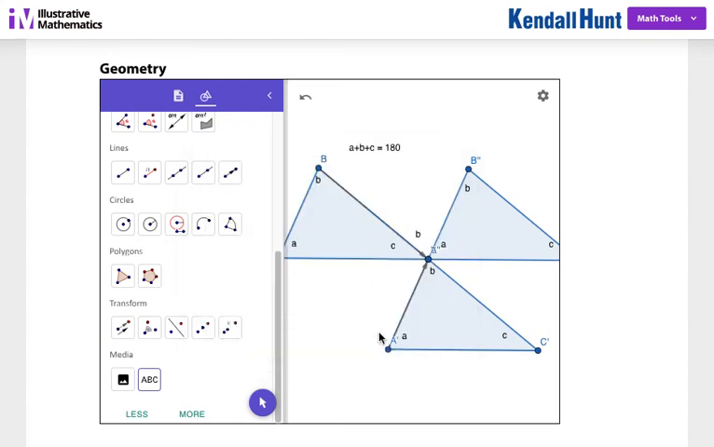So those are two ways for us to convince ourselves of the triangle angle sum theorem. I hope you're convinced at this point that the sum of the three angles in a triangle will always be 180 degrees.